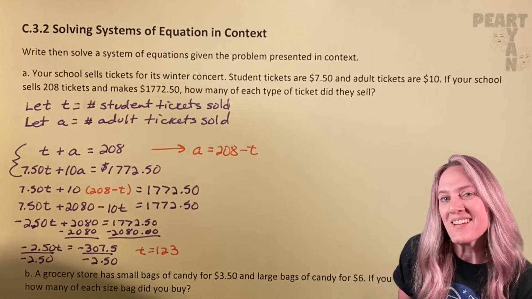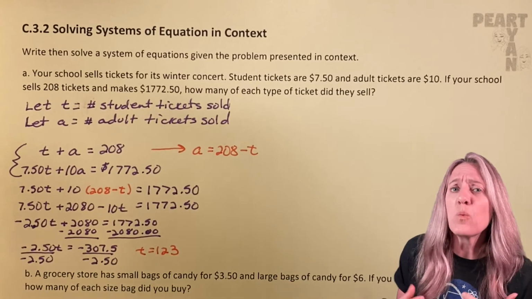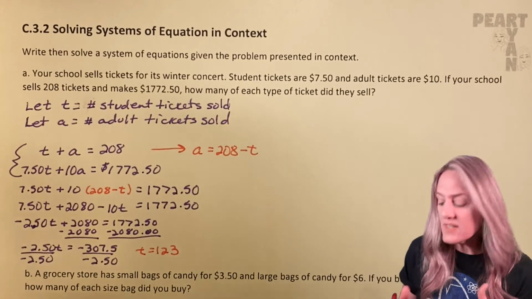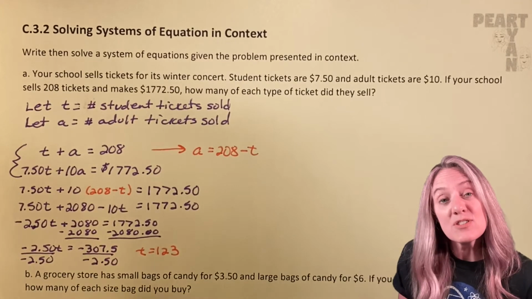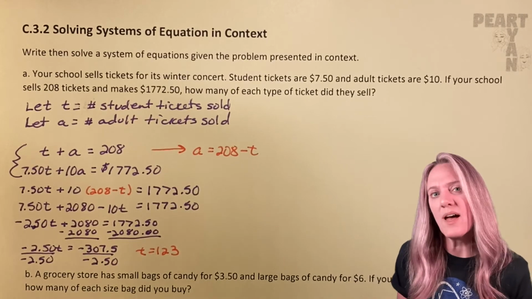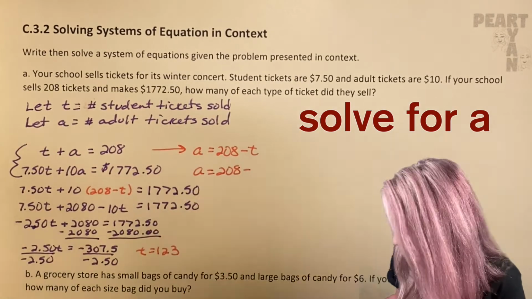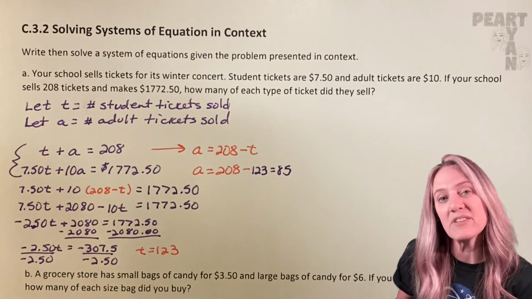Okay, you might have noticed that I did pull out the calculator. We just need to be very thoughtful about when we need the calculator. So this was an appropriate time, I would say. Now I know the number of student tickets, but I'm not done with the problem. How many adult tickets? Let's go ahead and finish up the problem. It looks like 85 adult tickets.